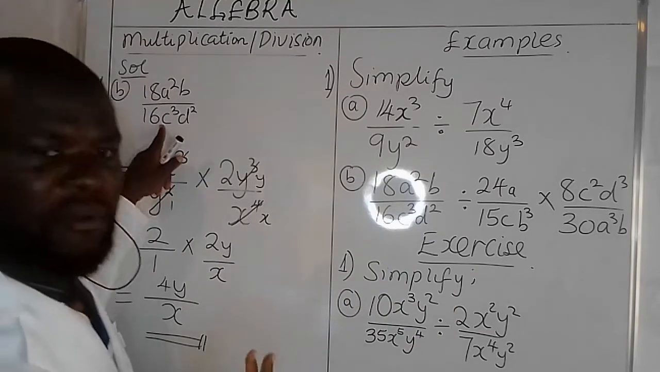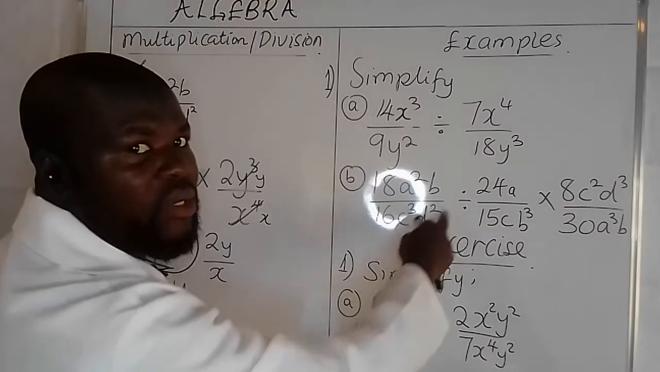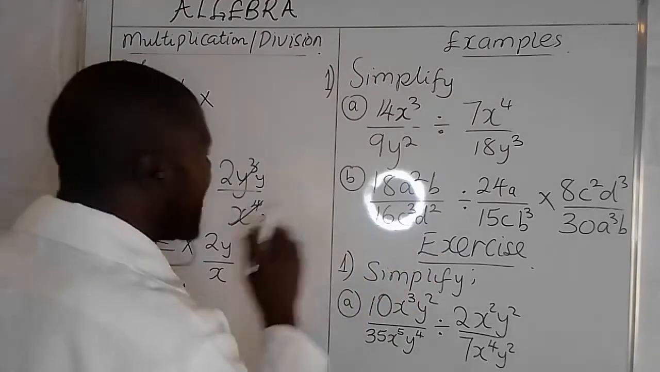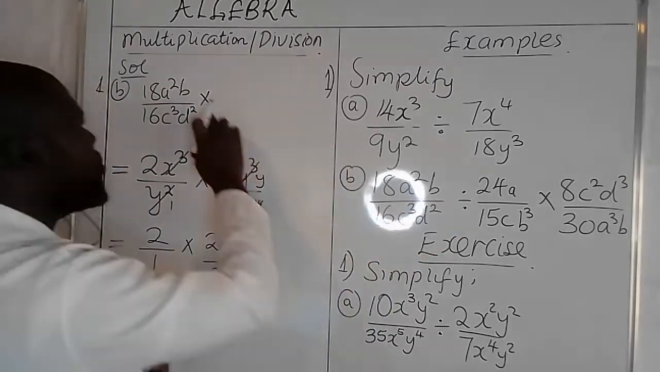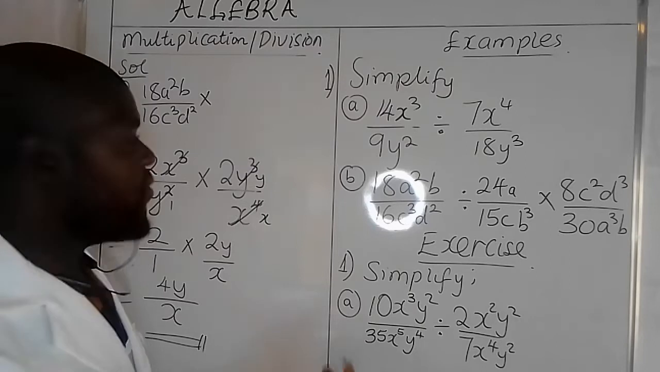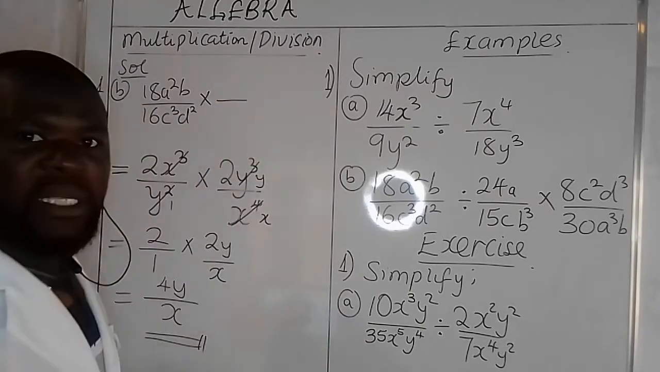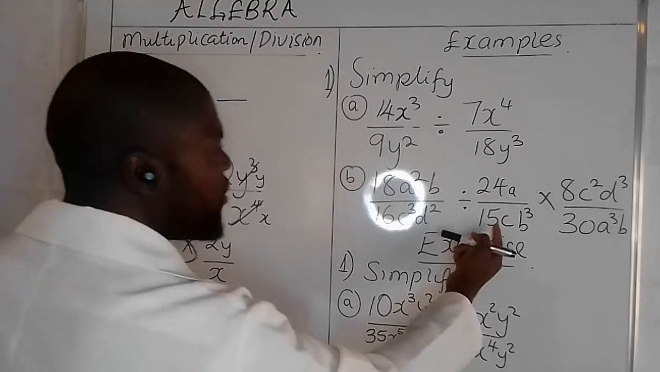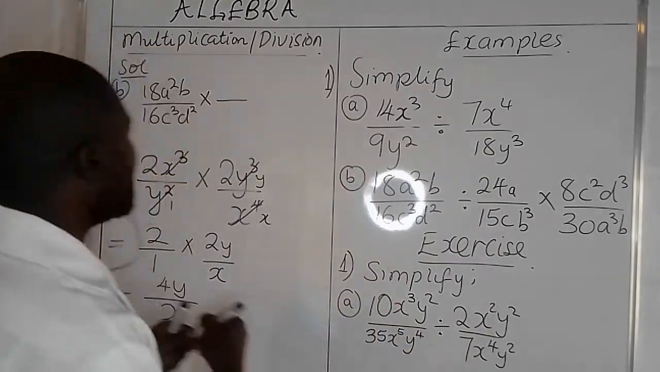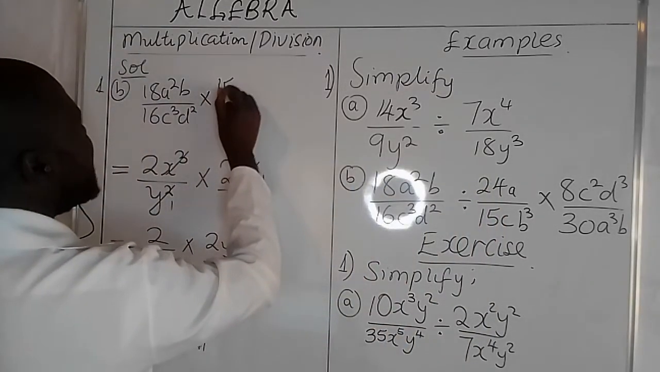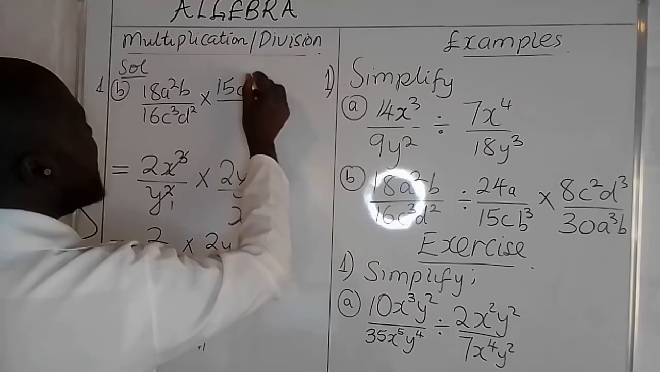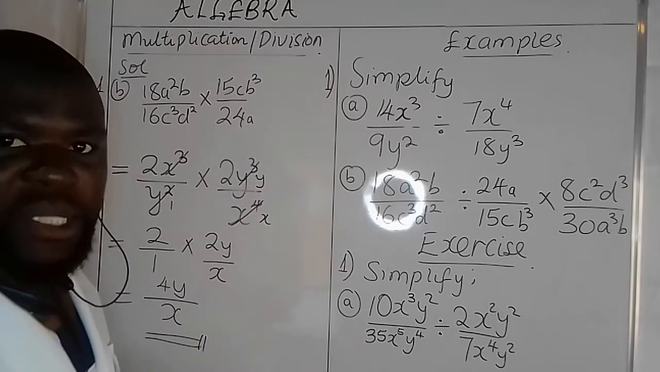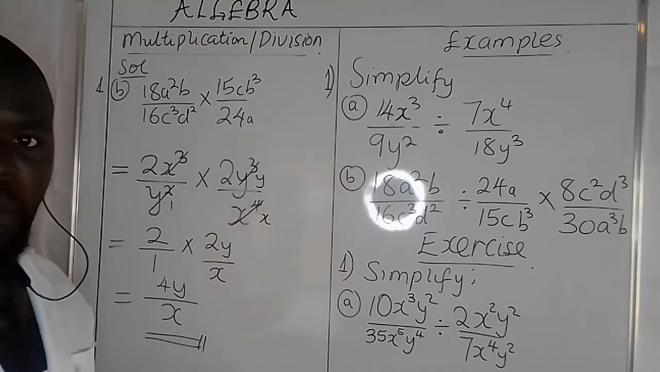So as we said in the previous example, once we have division, we need to convert into multiplication. So we shall say multiplied by. Now, once we change division into multiplication, the next fraction will be affected. The denominator and the numerator will be swapped, exchanging positions. So, in our case, we shall have 15c b index 3 out of 24a.